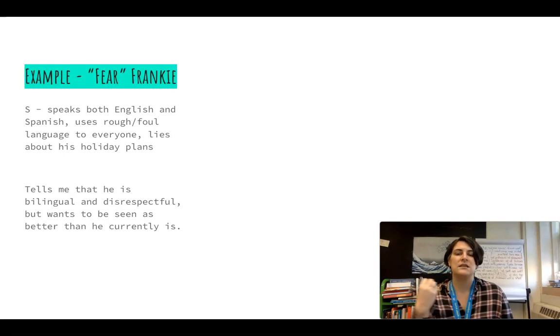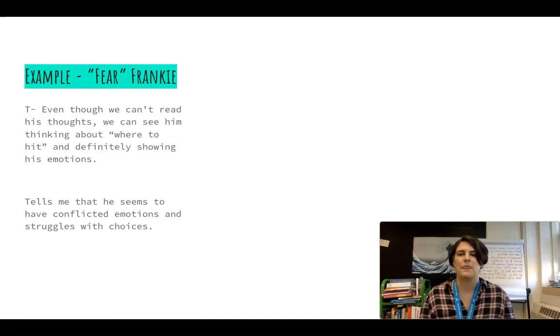So this tells me that he's bilingual and also that he probably has different traditions than somebody who's not bilingual might have. That he's very disrespectful, but the fact that he's lying to look better tells me he wants to be seen and understood differently. So it's showing me some complexity with him. T, yes, I know, we don't actually get to see inside Frankie's mind. We do get to see Gary's thoughts. We don't know Frankie's thoughts.